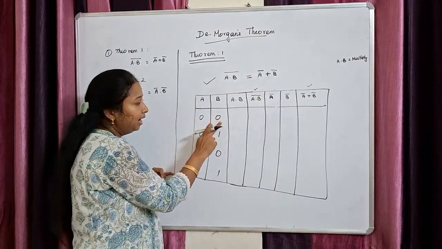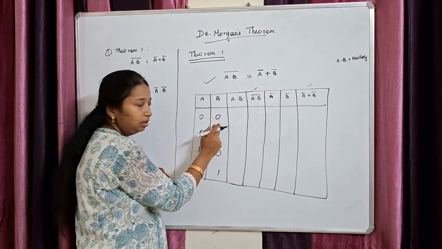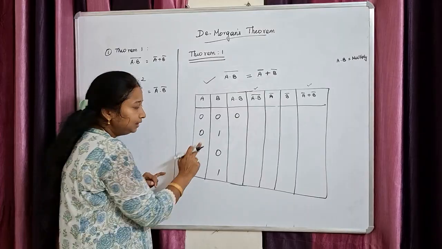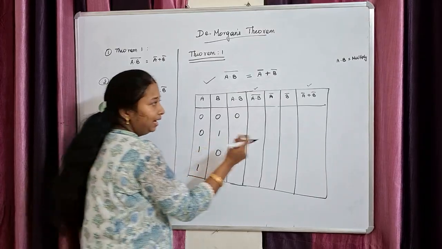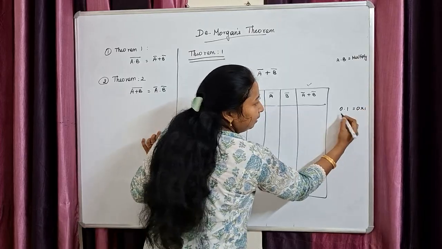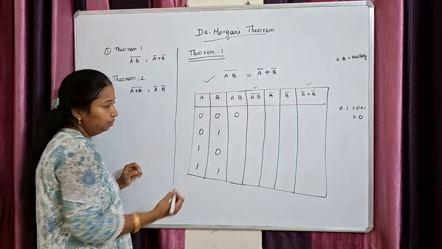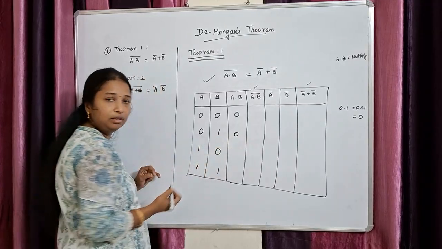I have A here, I have B here. Do a product of these two. 0 into 0 is what? 0. 0 into 1 is what? Anything multiplied by 0 is going to be 0, this is something like 0 into 1. Anything multiplied by 0 is again 0.